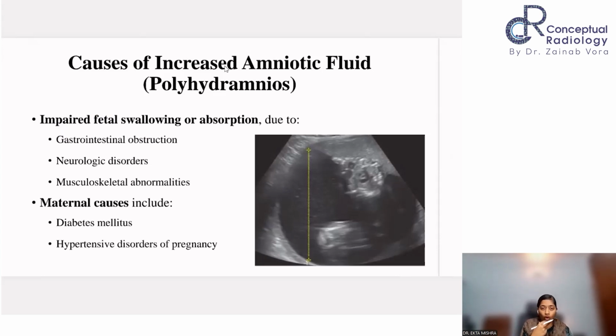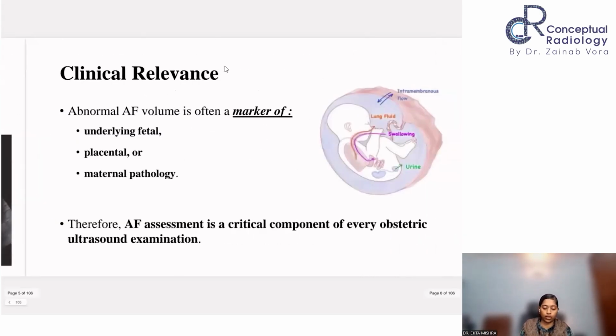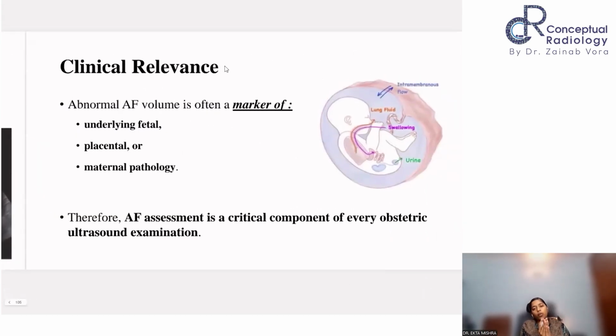Does hypertension cause polyhydramnios? Yes, no. If no, then it should not have been mentioned. If yes, you tell me why. How? What is the pathophysiology? Pathophysiology of hypertensive disorder causing oligo and poly. Let me know and we'll discuss. Okay. Meanwhile, abnormal amniotic fluid volume is a marker of an underlying either fetal pathology, placental abnormality, or maternal pathology. So the moment you see an abnormal liquor, look for these 3 things and start evaluating in the form of a checklist.